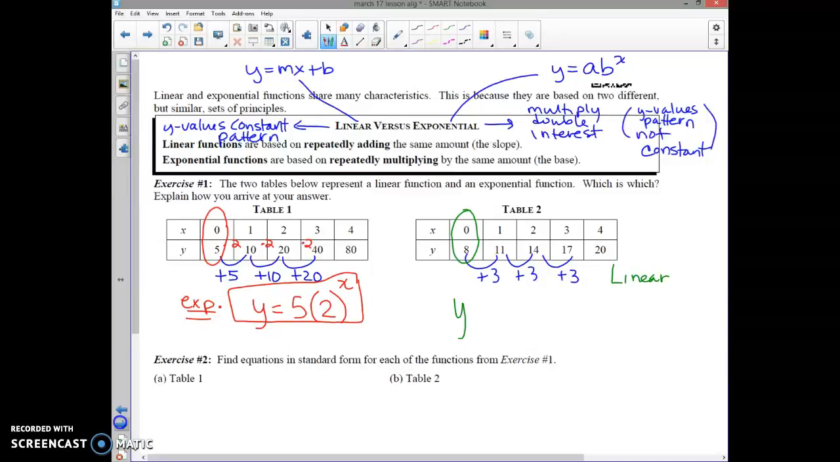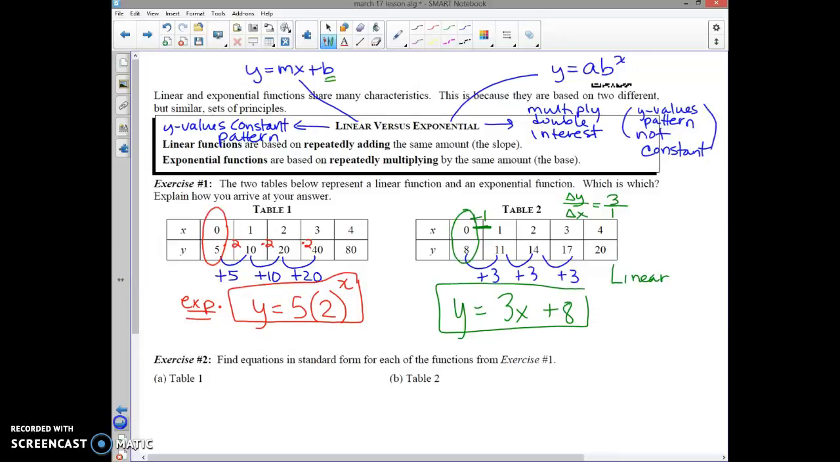This is linear. The y-intercept is positive 8, so that's your b value. The slope is the change in y over the change in x, and we know the change in y is 3. Always the change in x is plus 1, so we have 3x plus 8. And I believe these answers go down here in this particular spot. So that's our job, really, is to determine the difference between the linear and the exponential functions.